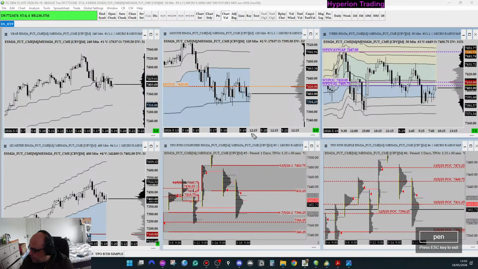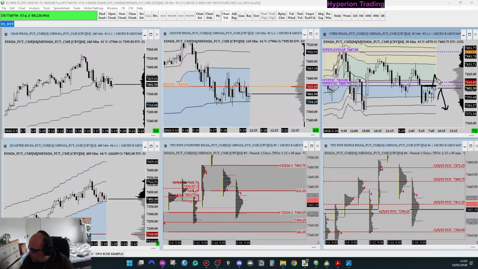So we see here what I was saying, the inability to break above the weekly previous DVA low. So we may see this happening today. If this happens, I'm going to be interested to take a trade. I'm going to show you later. But this is one scenario that may happen.